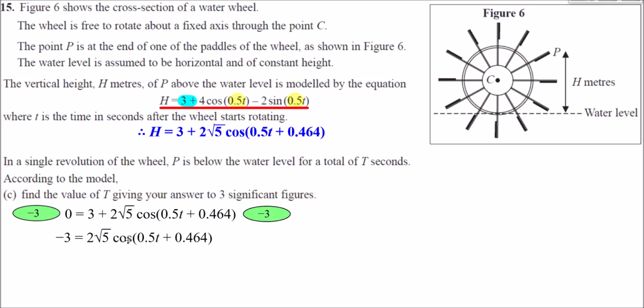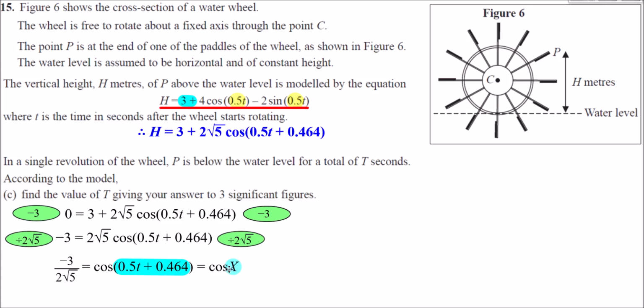If I now divide both sides of this by 2 root 5, I get that minus 3 over 2 root 5 must equal cos of 0.5t plus 0.464. So this here is not just cos of theta or cos of t, it's cos of something quite awkward. So my preference is to replace anything awkward that I'm taking sine, cosine or tangent of with big X temporarily. So I'm going to call this big X for now.